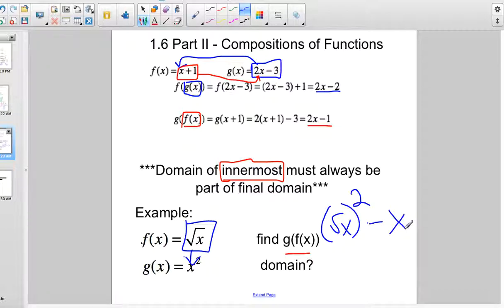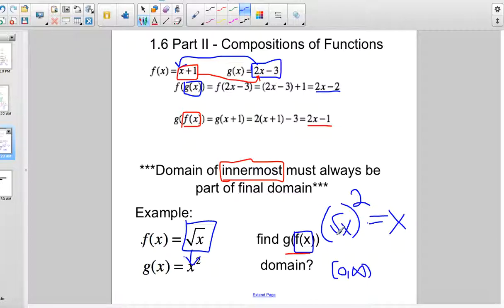Right? And it is, but if I ask you for the domain, you might look at x and just say, well, the domain is anything. I can plug in whatever I want. However, the innermost function, which was f of x, you have to consider that domain. The innermost function was this. Your domain for the square root of x is 0 to infinity. Now, the domain of just x is anything. However, you have to consider what it originally was.